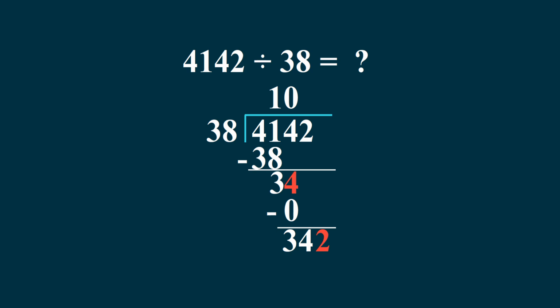342. How many 38 are in 342? The answer is 9. Now multiply 9 by 38, which gives us 342. Draw line and subtract. The subtraction result is 0.